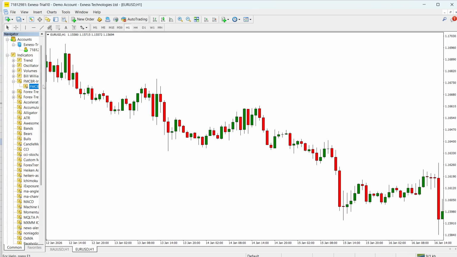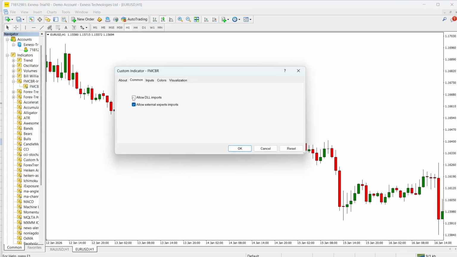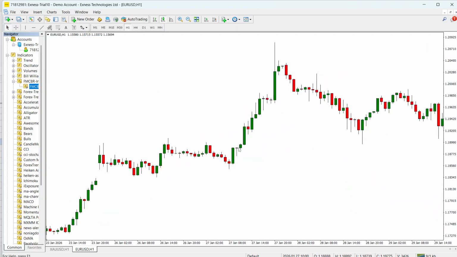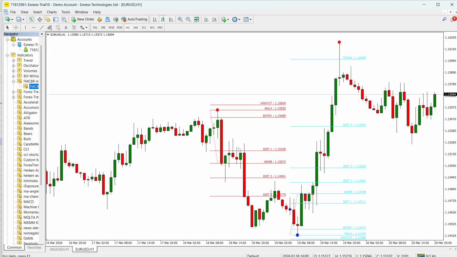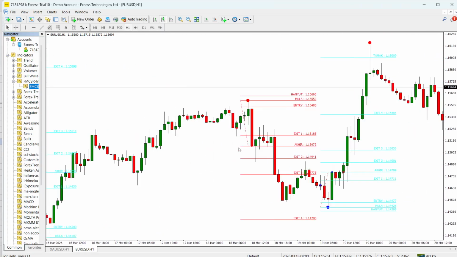At this point, I'll load the indicator on the chart so you can see how it looks in real time. Remember to allow the DLL imports. Alright, so there we have it.